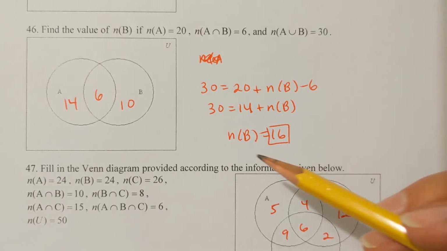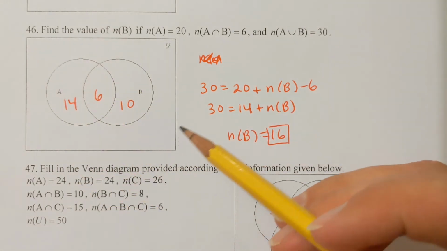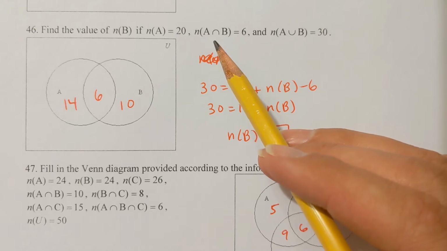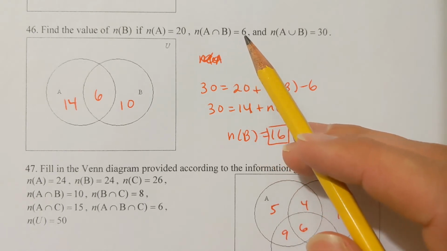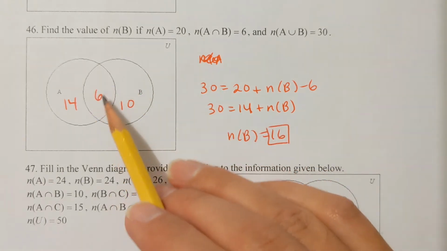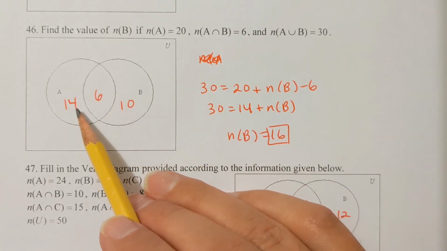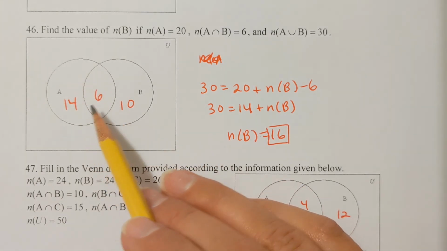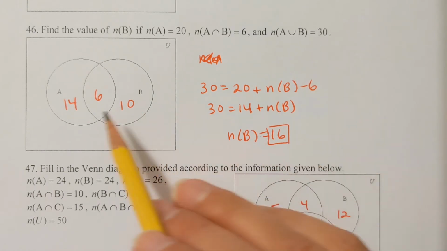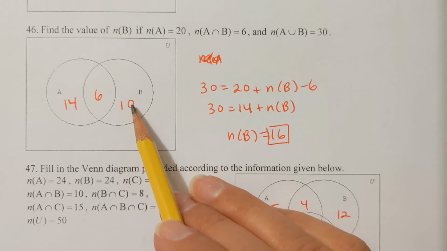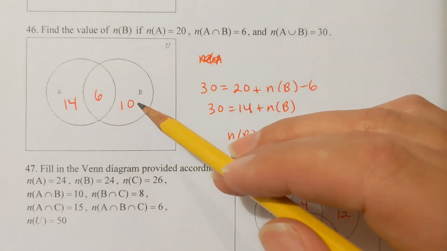So 16 is the answer. What if I just had a Venn diagram that I'm going to fill in? Well, the cardinality of A intersect B is 6. I've got 20 things in A, and I've already got 6 in A, so the other 14 are going to be in A, but not the part where A overlaps B. That way I've got 20 total. The cardinality of A union B is 30. Well, I've got 20 out of the 30, so the other 10 things are going to be over here in B, but not the part where B overlaps A.